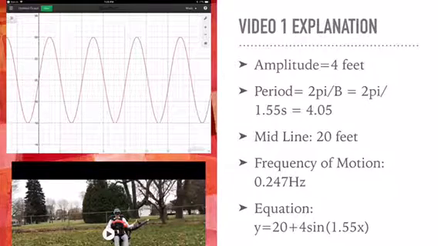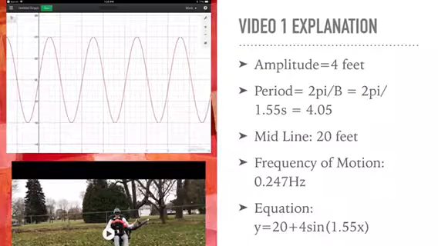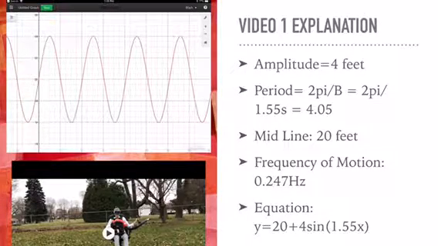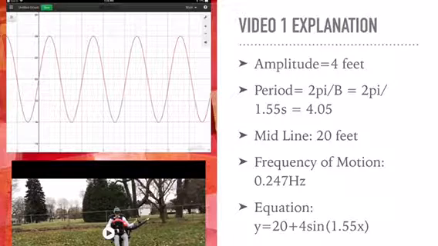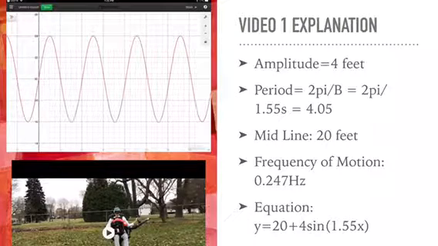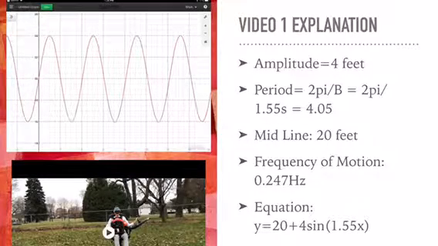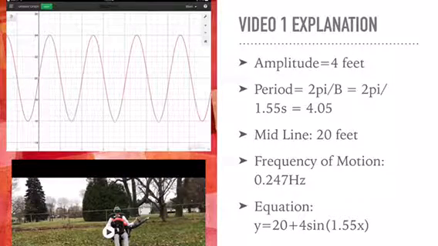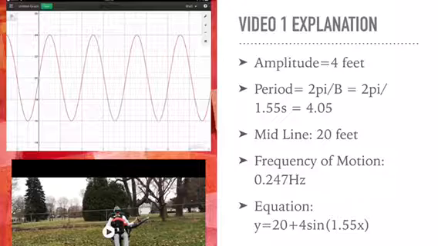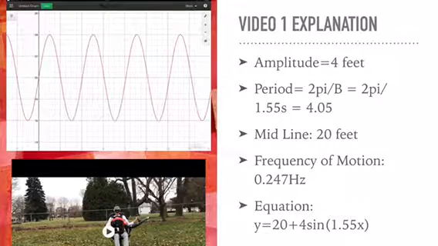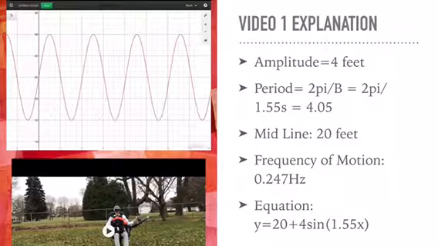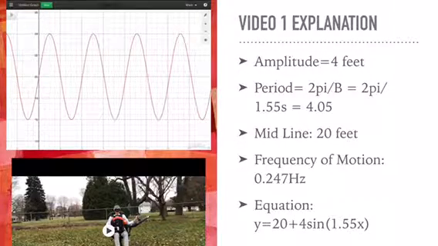The frequency of motion is 0.247 hertz, which is the opposite of the period, which would be b over 2π, and in that case it would be 1.55 over 2π, and that's how we got 0.247 hertz. Our equation for this video is y equals 20 plus 4 sine(1.55x).